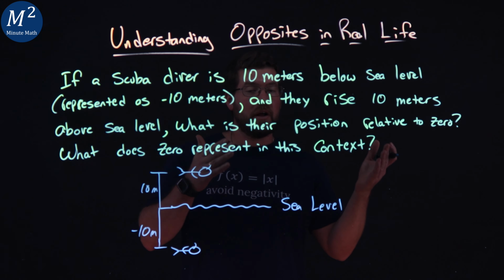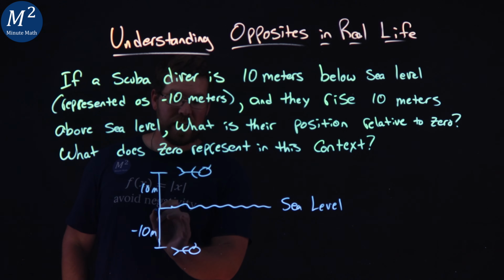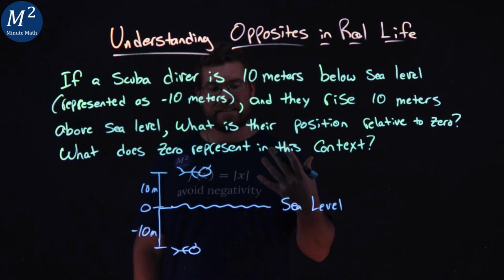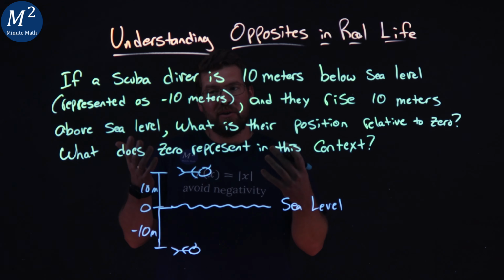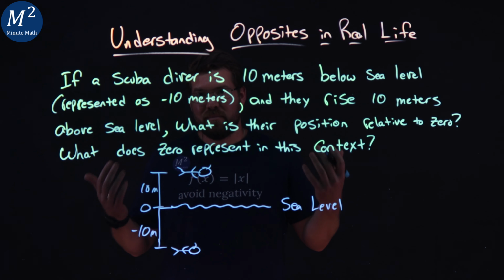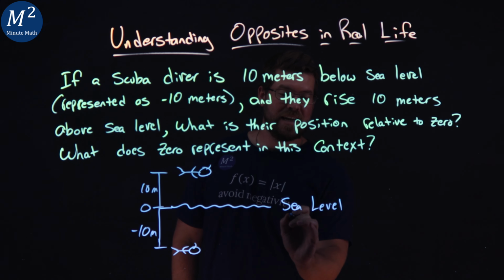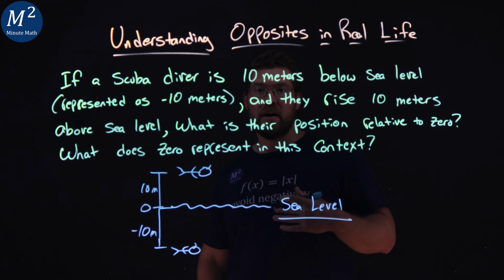What is their position relative to zero? Well, relative to zero, sea level is going to be that zero here. They are 10 meters above sea level, so 10 meters above zero, so the position would be plus 10 meters, a positive 10 meters. Zero represents, in this context, that's going to be our sea level.